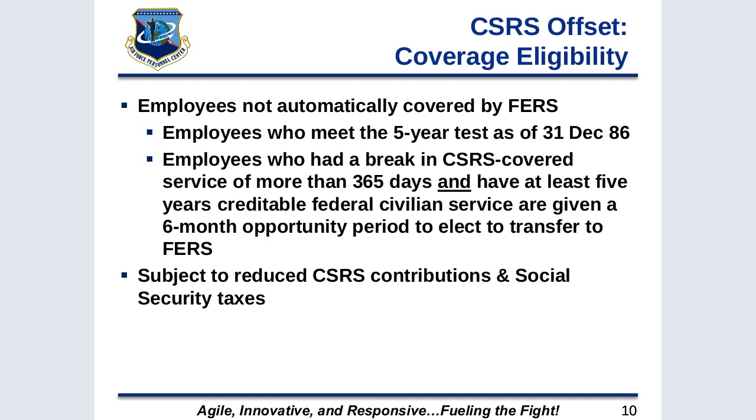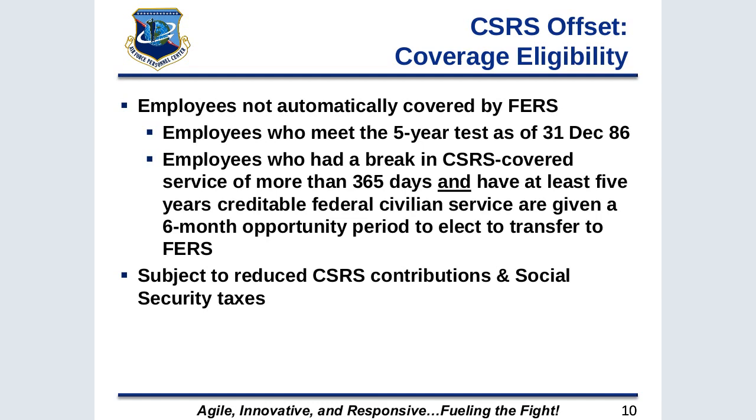CSRS Offset eligibility coverage is employees not automatically covered by FERS, employees who meet the 5-year test as of 31 December 86, employees who had a break in CSRS covered service of more than 365 days and have at least 5 years creditable federal civilian service or are given a 6-month opportunity period to elect to transfer to FERS.